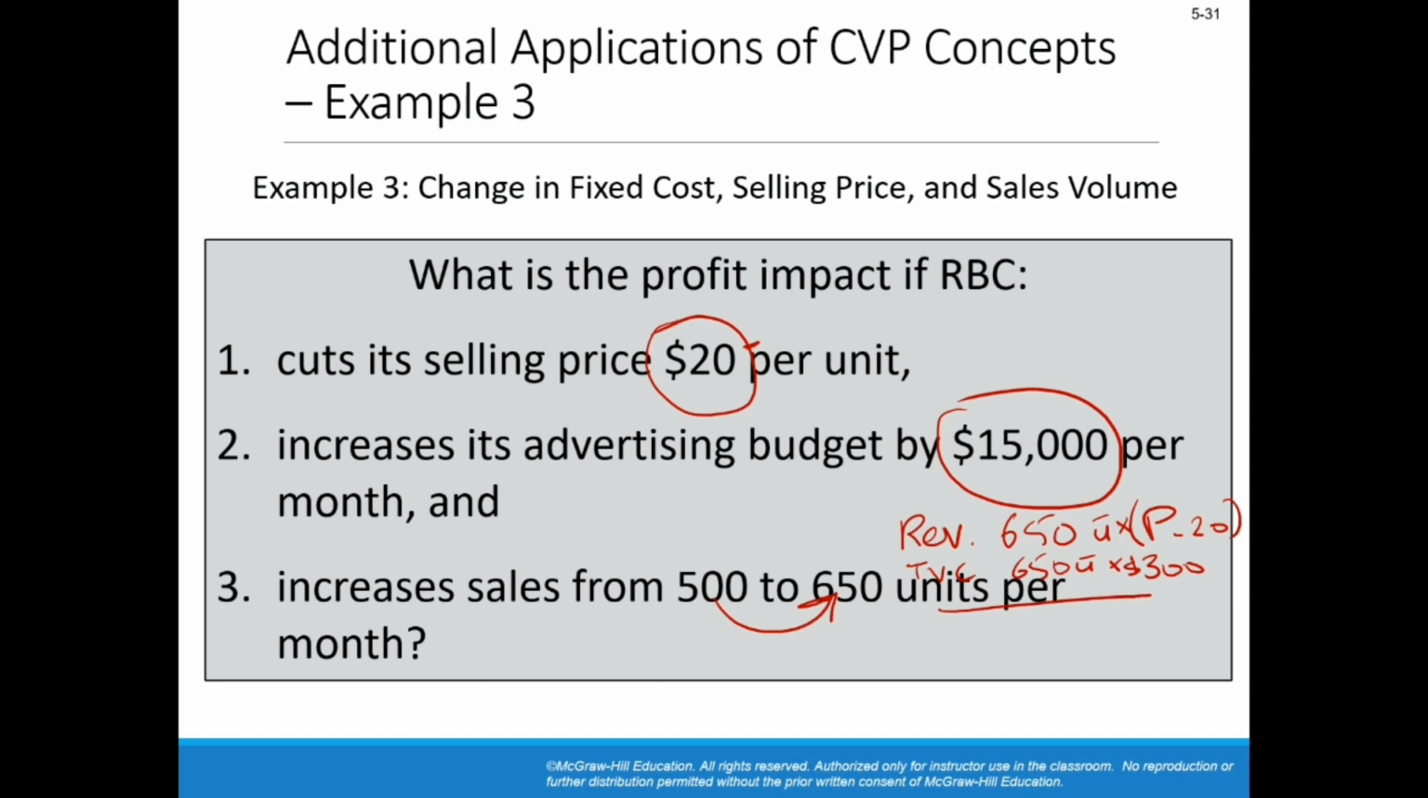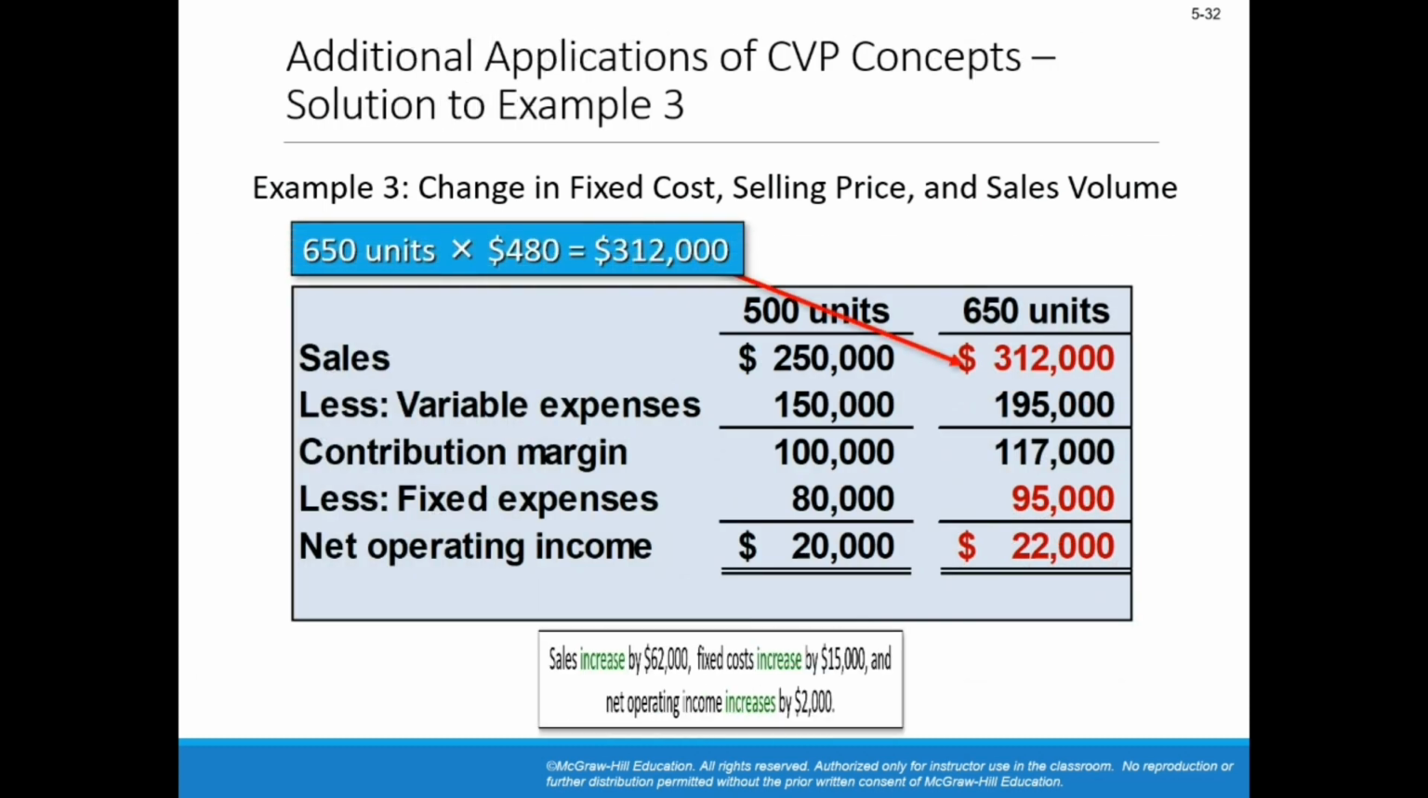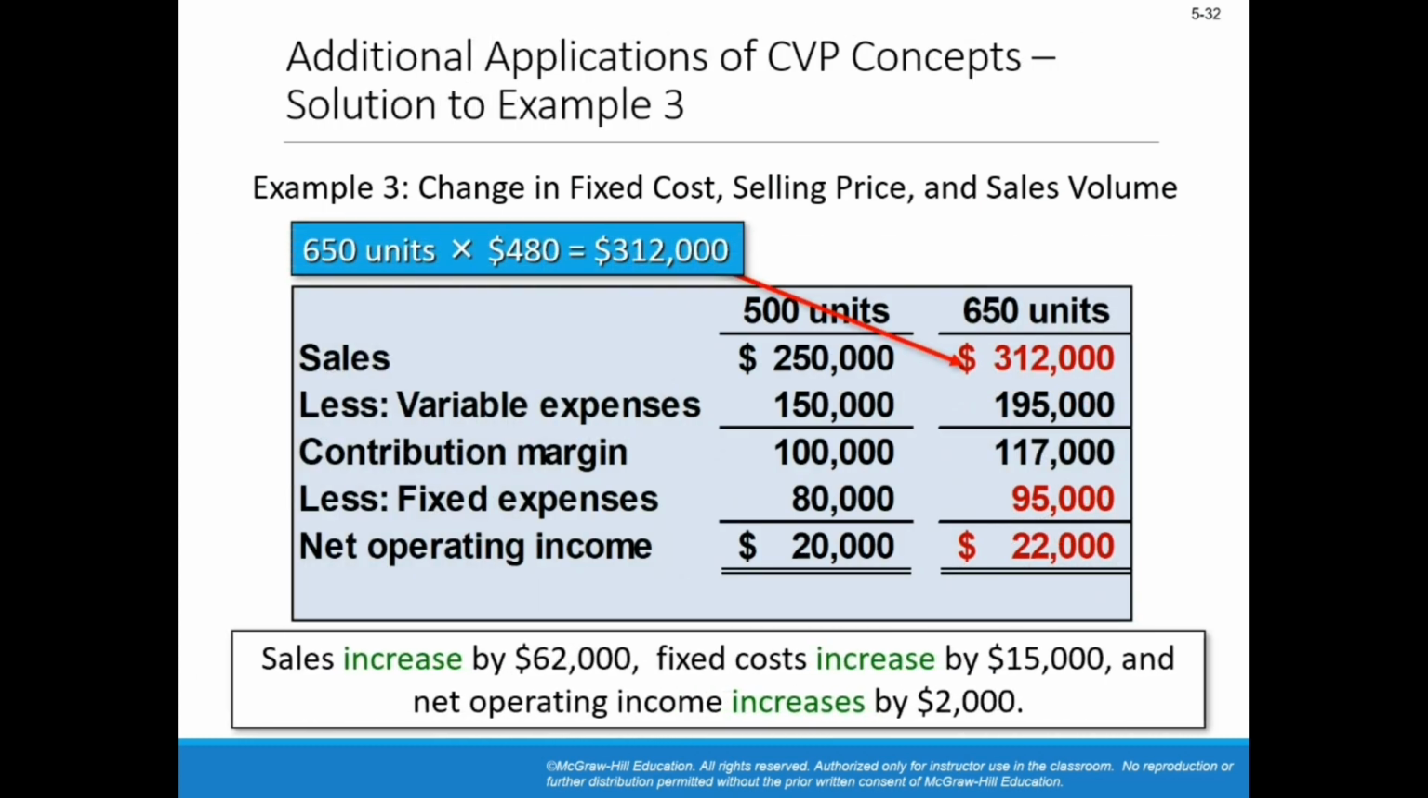And you do the rest the same. You get your new CM minus total fixed cost, which was the 80,000 plus an additional 15, right? Due to this advertising budget. So your new income statement should look as follows.